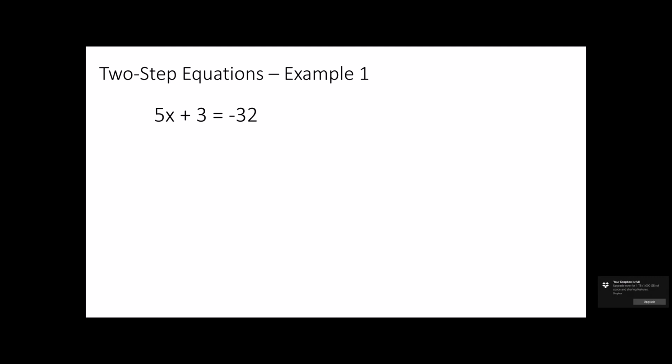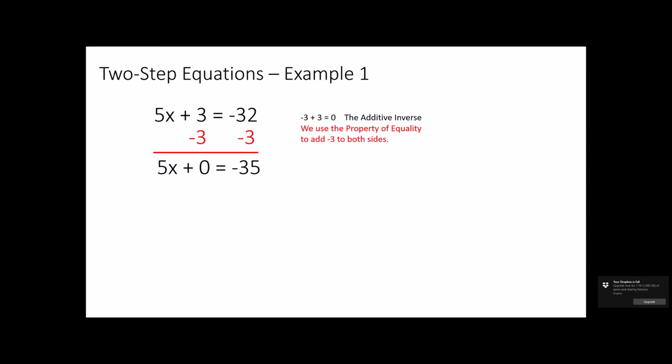There are some things I can do that will be helpful, there are other things I can do that will not be helpful, but will not change the truth of the equation. In the case of this problem, most of you probably already realize that in order to get rid of the +3, we should use the additive inverse, -3. And we do that because additive inverses always add up to 0. Because of the property of equality, I do that to both sides. And then I compute to simplify that.